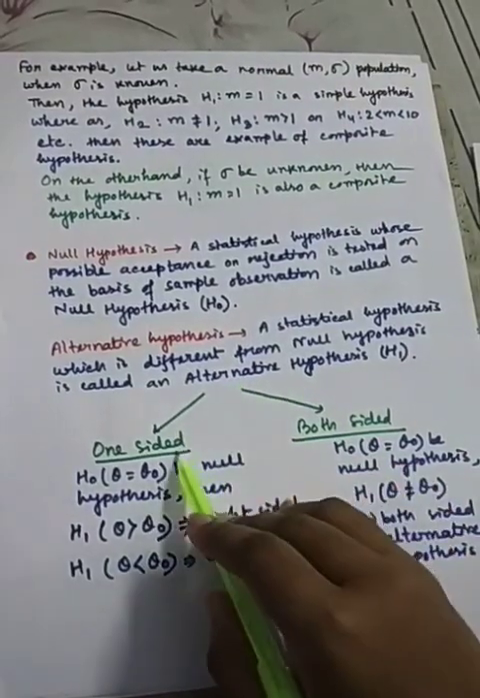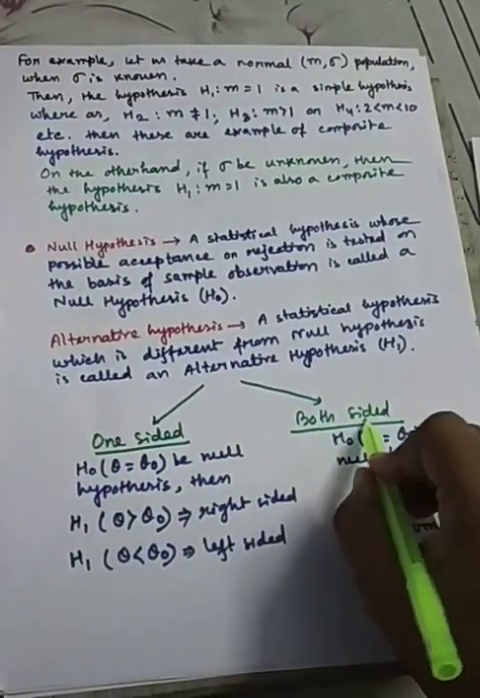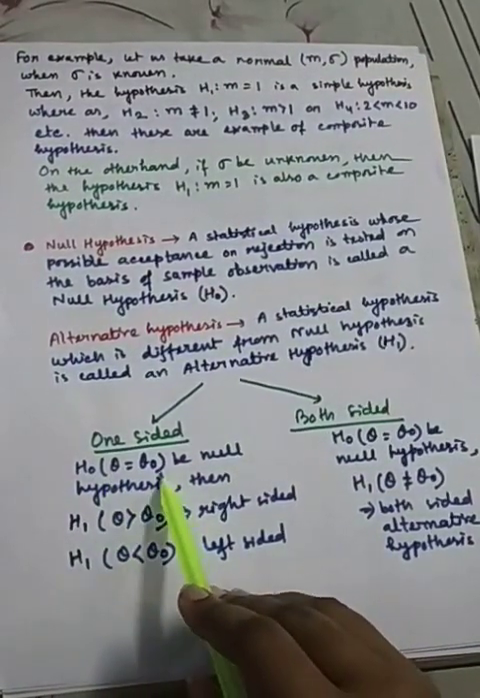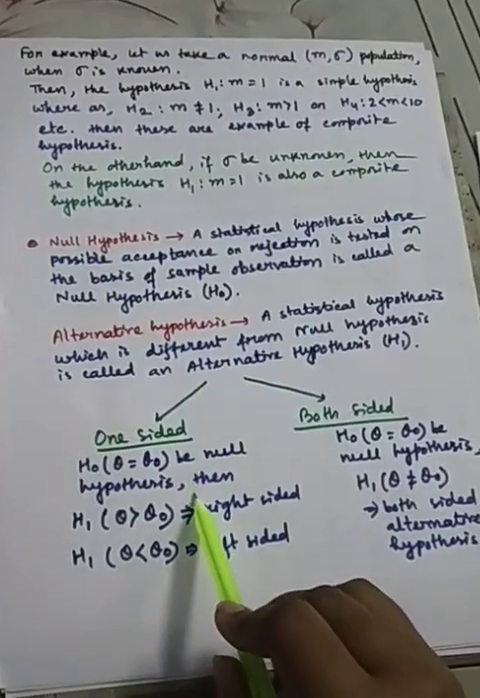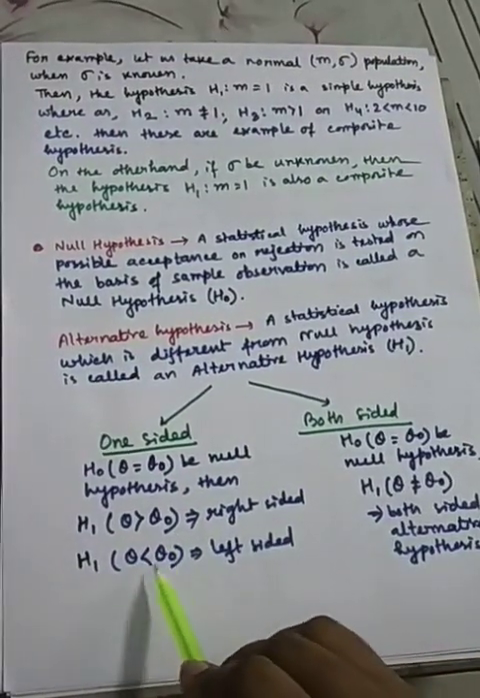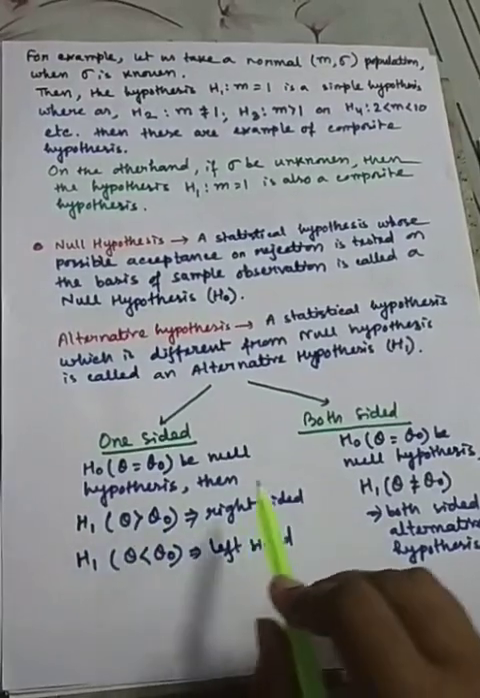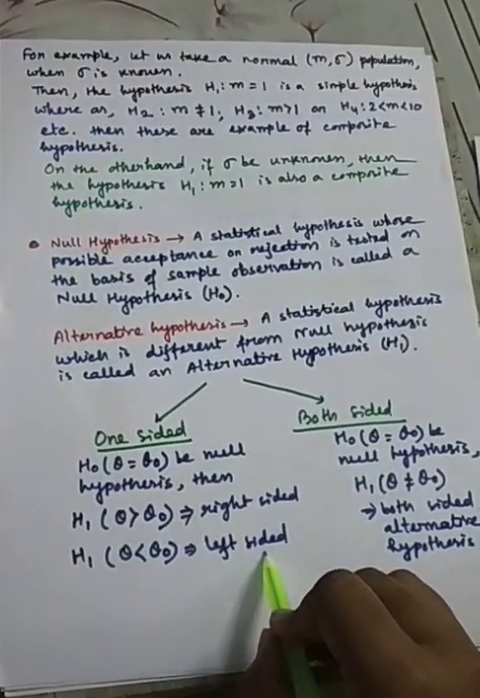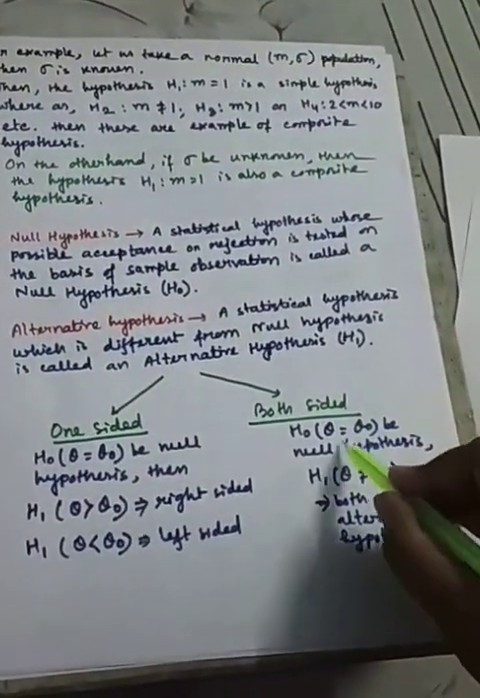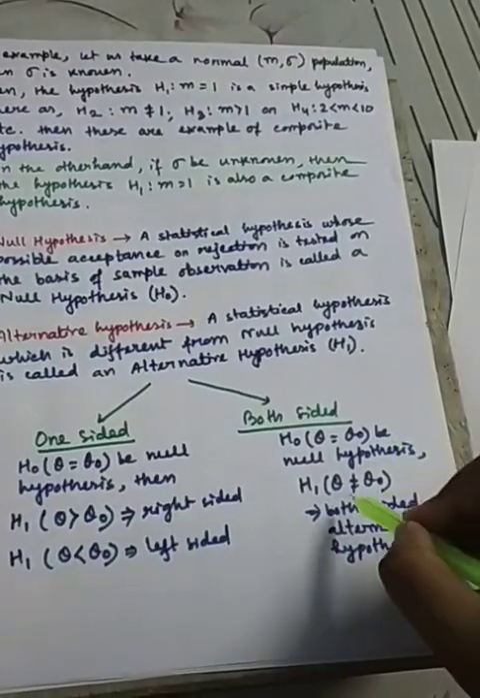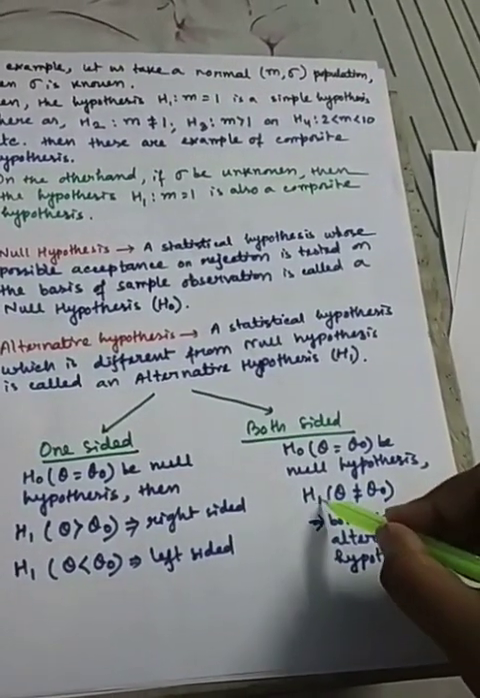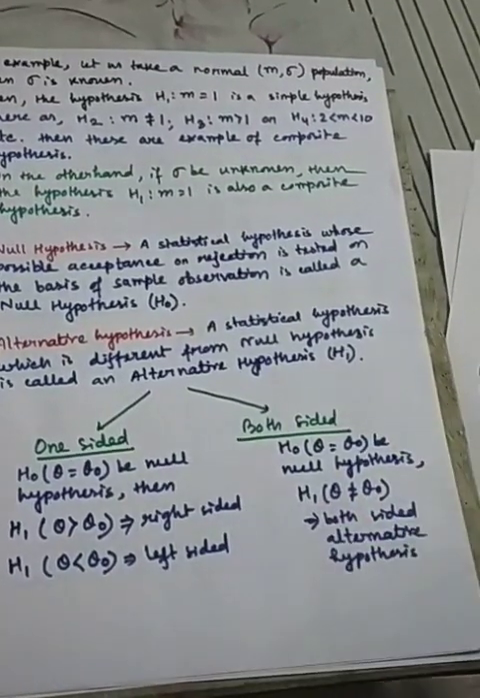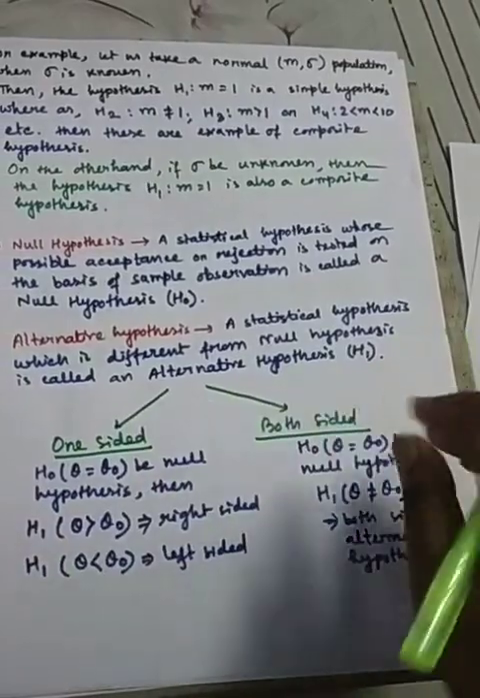Alternative hypothesis is divided into two categories, one-sided or both-sided. If theta be the parameter and if we take the null hypothesis as theta equal to theta 0, then your one-sided alternative hypothesis may be theta greater than theta 0 or theta less than theta 0. For greater than, it is a right-sided alternative hypothesis. For less than, it is a left-sided alternative hypothesis. Similarly, if theta equal to theta 0 be the null hypothesis, and we take theta not equal to theta 0 as the alternative, then it is called both-sided because theta not equal to theta 0 means it may be on the positive side, it may be on the left side also.